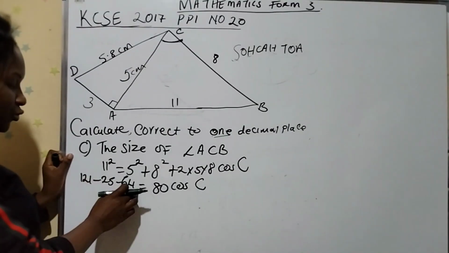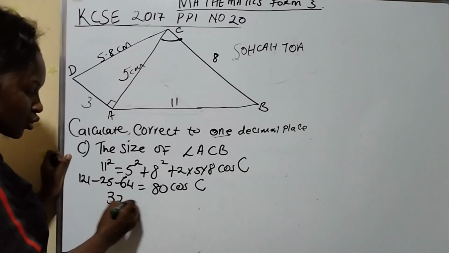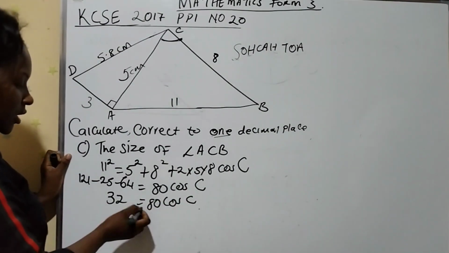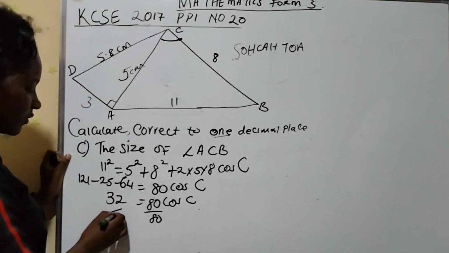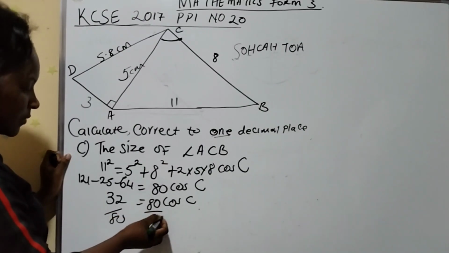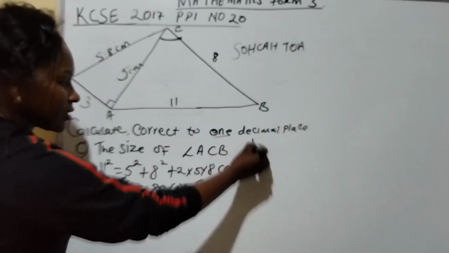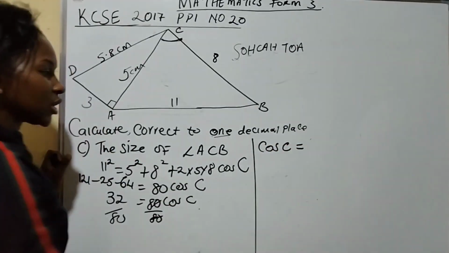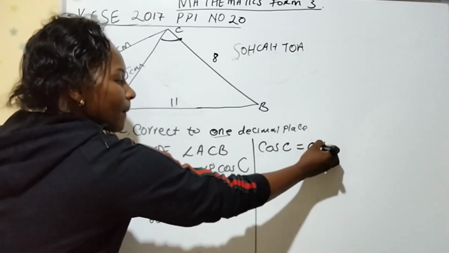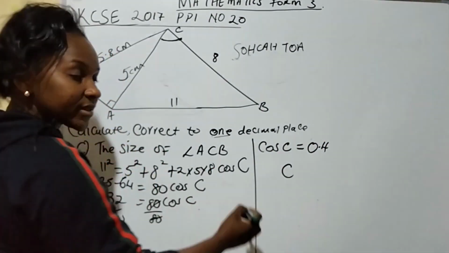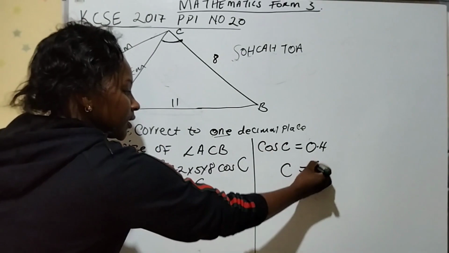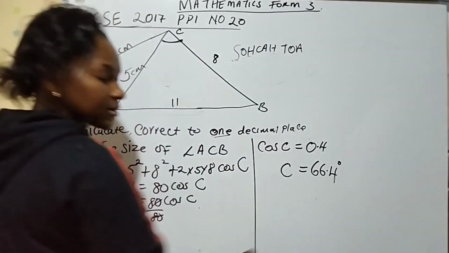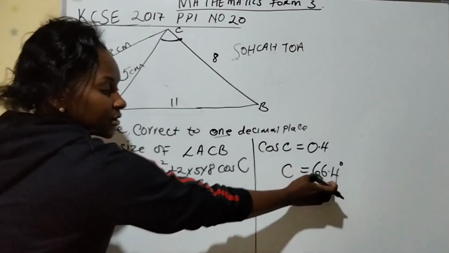When we subtract, we are supposed to get that 2 is equal to 80 cos C. Divided by 80, we'll be left with cos C, and we have cos C being equal to 0.4, meaning our angle C is going to be 66.4 degrees. Right, 66.4 degrees.